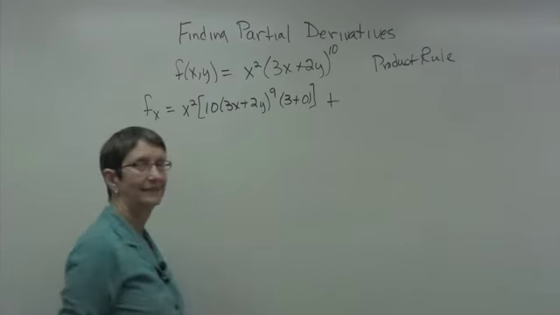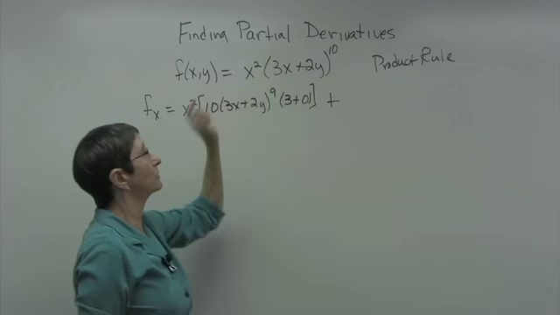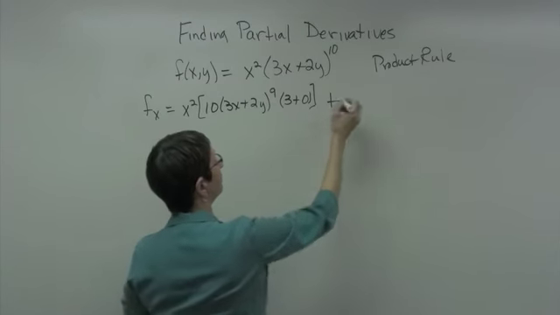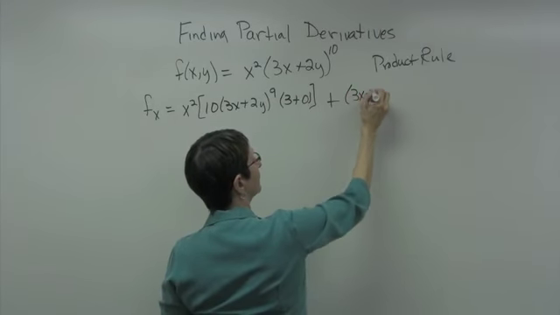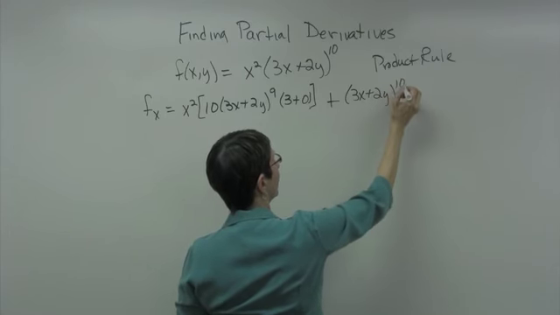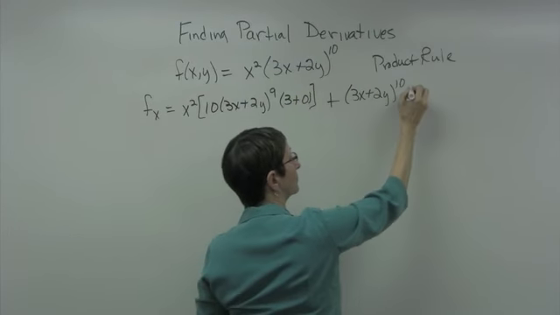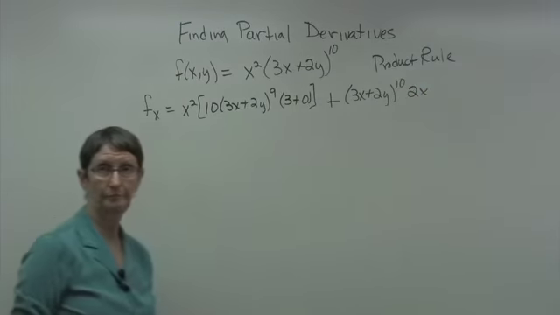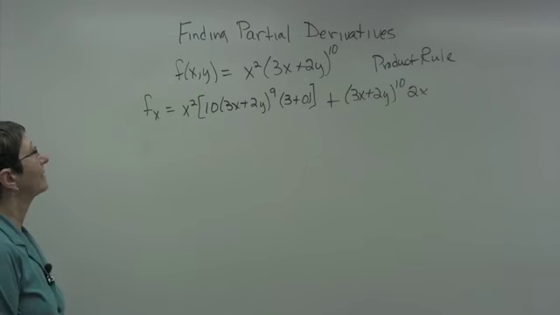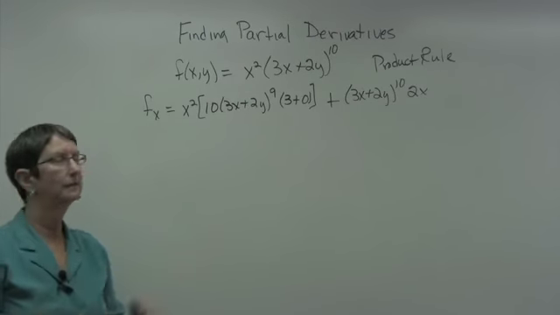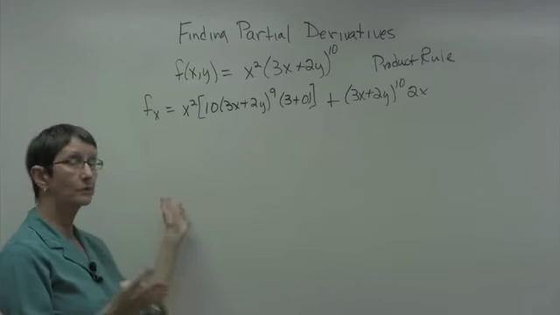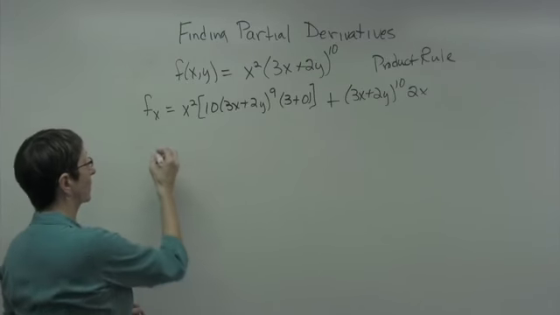Plus second times derivative of the first. So it's (3x plus 2y) to the 10th times the derivative of x squared, which is 2x. Now that is very messy. But I'm actually not going to simplify. I'm going to make it easy on us.